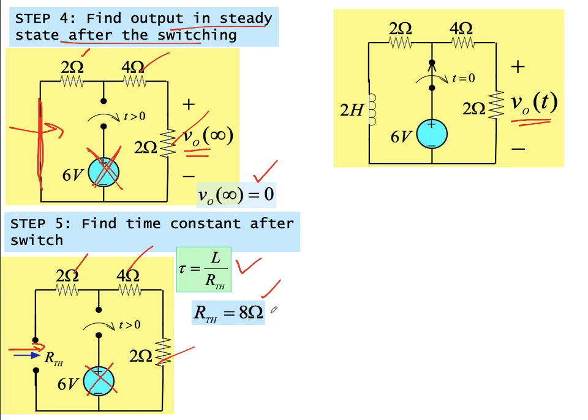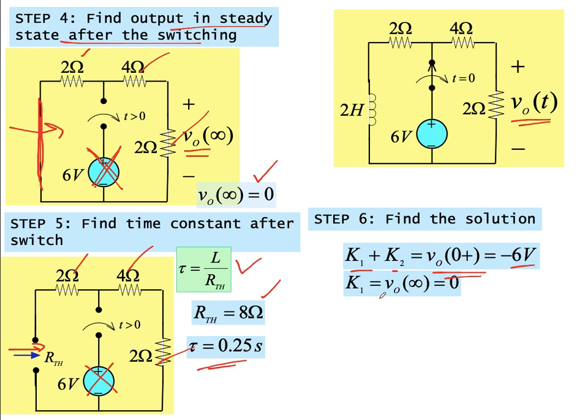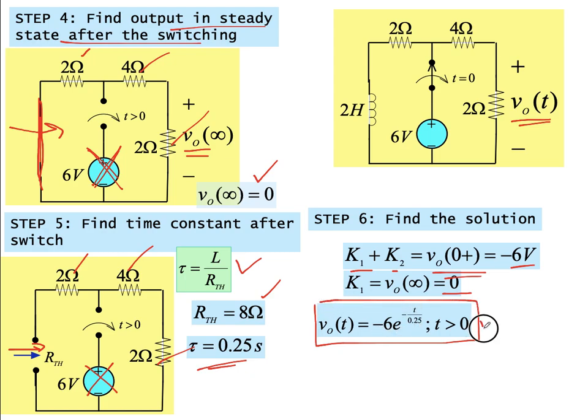So we've got all the required values. Tau comes out to be 0.25 seconds, and the solution would be of this form because the initial condition is K1 plus K2, which is minus 6. K1 is equal to 0, so K2 is equal to minus 6. So the output voltage will be K2 times e raised to minus t by tau, and this is the required solution. This is how we solve first order circuits and find the required output voltage.